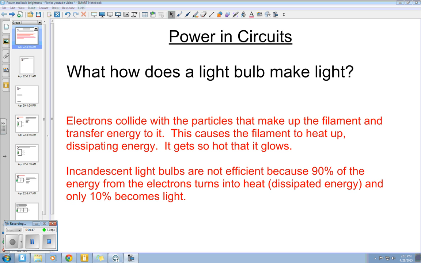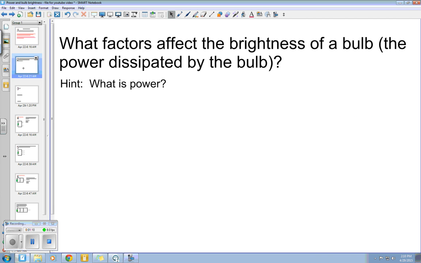Now, this is one of the reasons that incandescent light bulbs are so inefficient, because about 90% of that energy goes to heat, and only 10% of it is visible light. So that's why our community and our country is trying to move towards compact fluorescent light bulbs, which are much more efficient. But incandescent light bulbs give us a great way to look at power dissipation in a circuit. So let's think about the factors that affect the brightness of a bulb, or the power dissipated by a bulb.